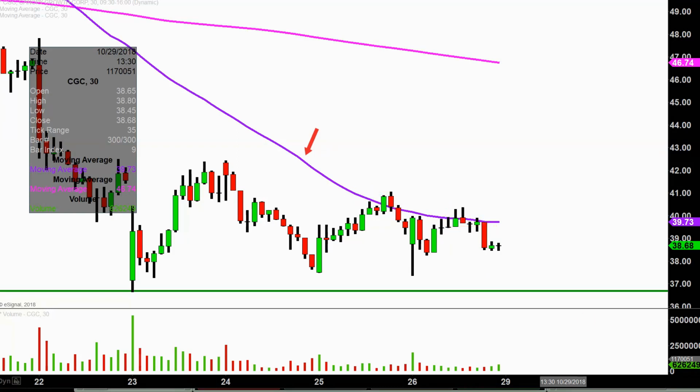So the moral of the story here is that from a bigger picture, overall resistance standpoint, that purple line is public enemy number one. Right now, it's valued at 39.73, but keyword: moving. So that line is going to continue to move, so the value will change over time, but keep an eye on that. That is just very straightforward.